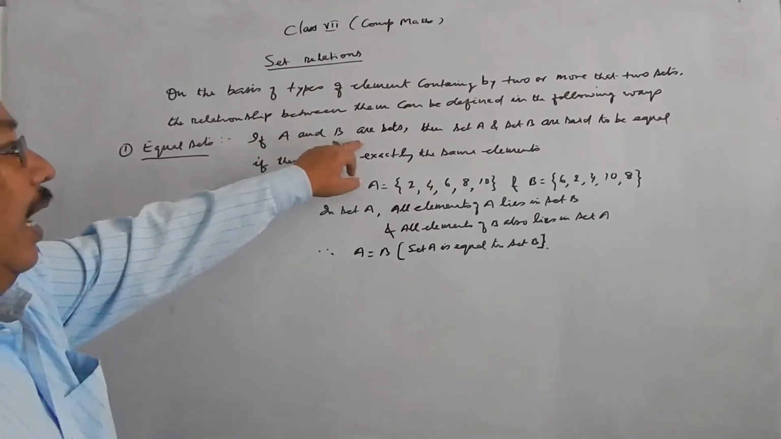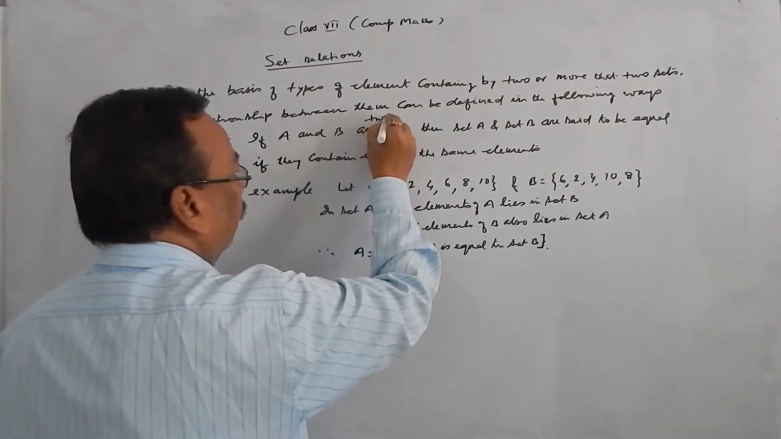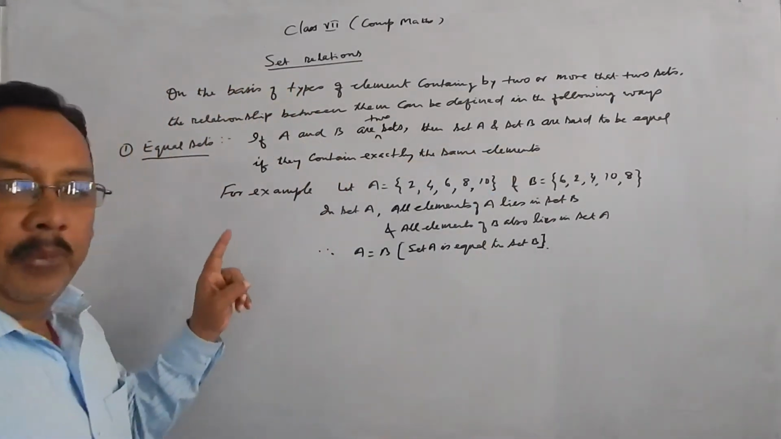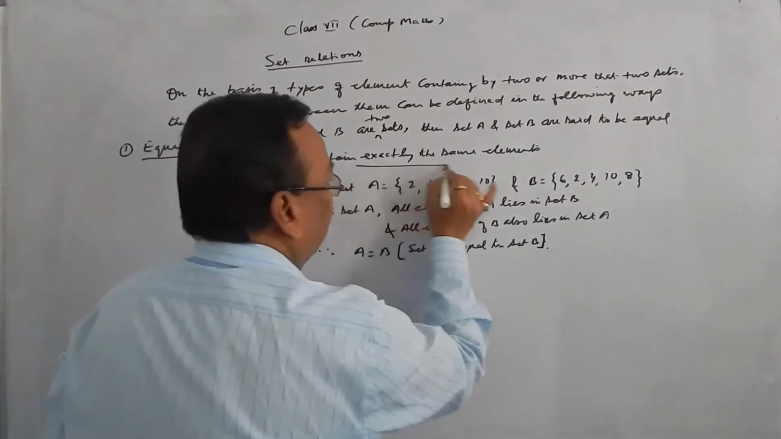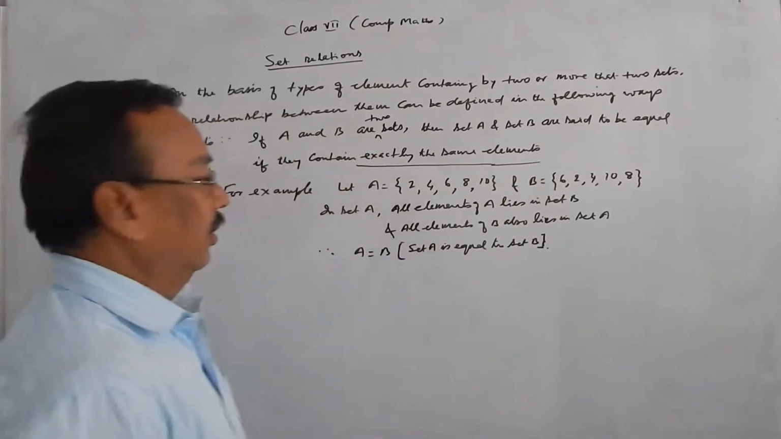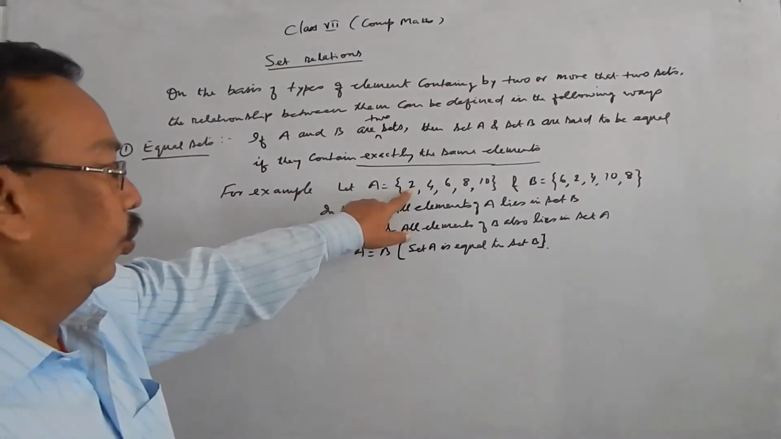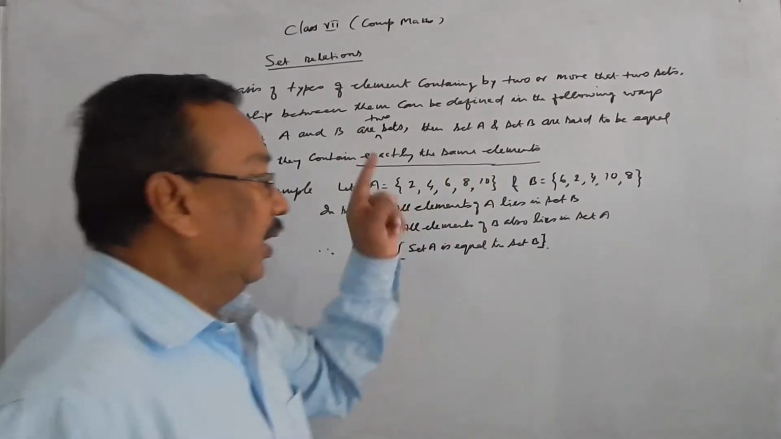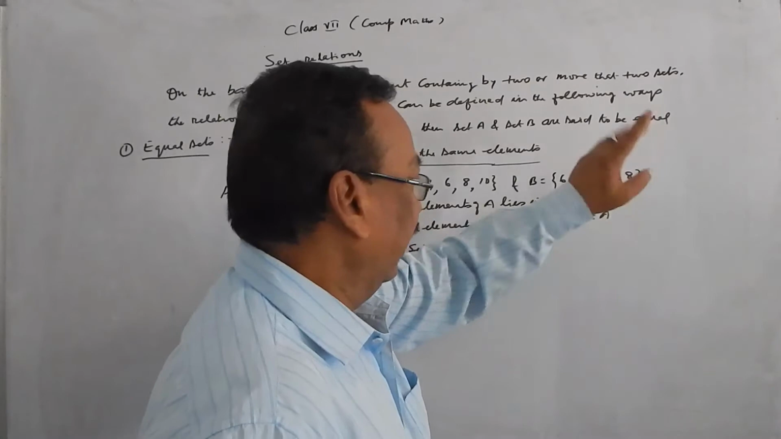If A and B are two sets, then sets A and B are said to be equal if they contain exactly the same elements. What is the meaning? Suppose A equals the set 2, 4, 6, 8, 10 and set B is 6, 2, 4, 8, 10.